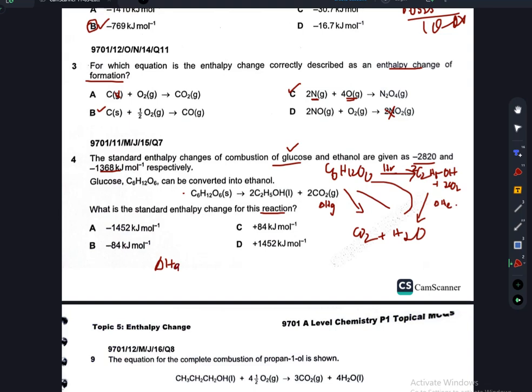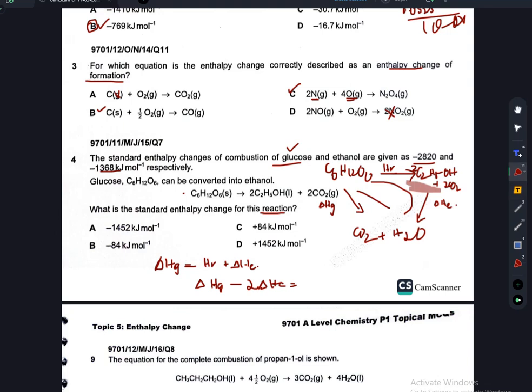So the change in combustion of glucose is equal to ΔH, which we are to find, and the change in combustion of ethanol. So the change in combustion of glucose minus 2 times the change in combustion of ethanol. Now you might be wondering why I have added 2 here, because in the normal chemical equation, just a second, in the normal equation he has given 2 here.